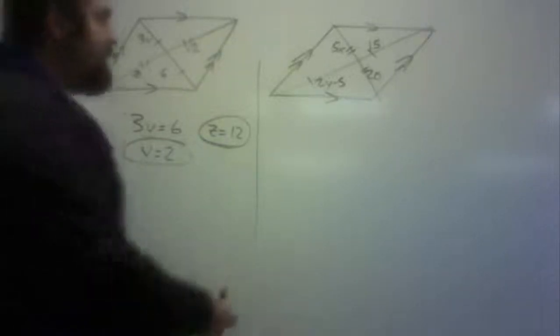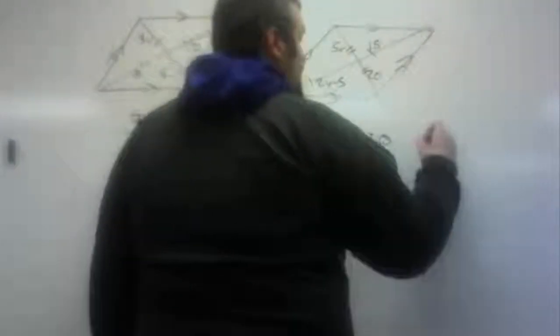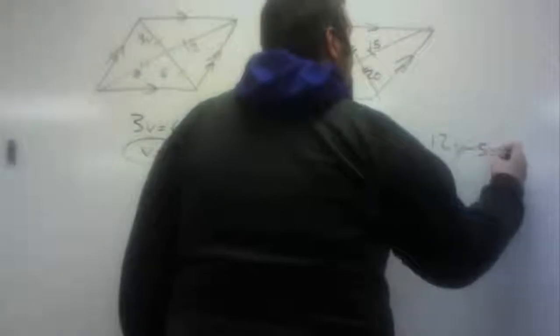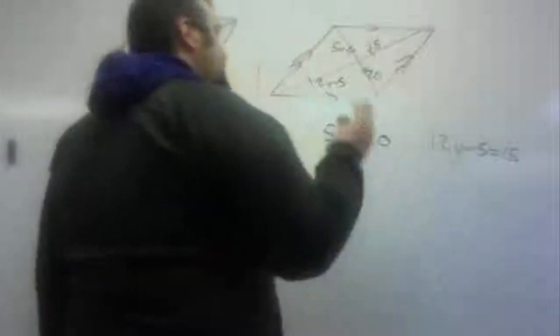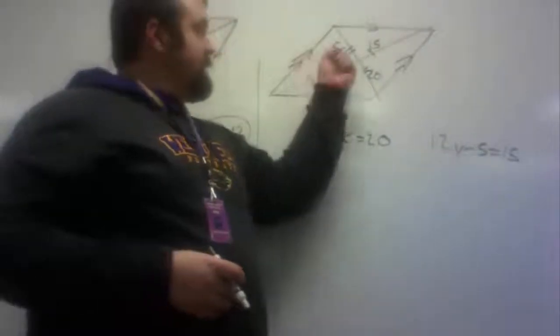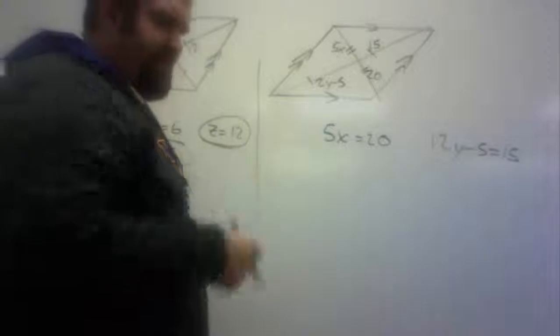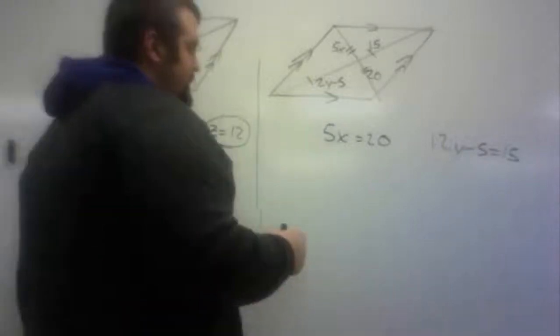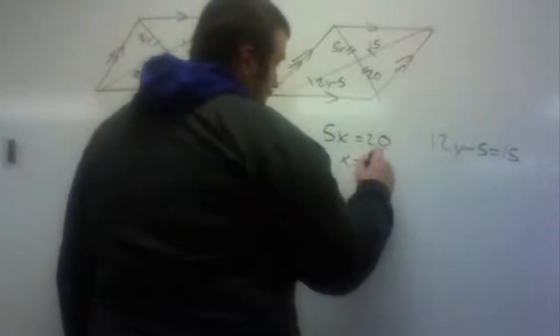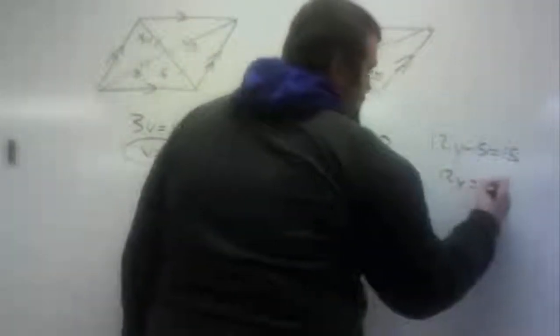If you were doing it correctly, you should have gotten this setup, 5x equals 20, and 12y minus 5 equals 15. Again, I know the diagonals bisect, so this part has to equal that part. This part and this part have to equal. Well, now that it's set up, the geometry part's done, it's algebra time. Divide both sides by 5, I get 4. Add 5 to both sides, 12y equals 20.